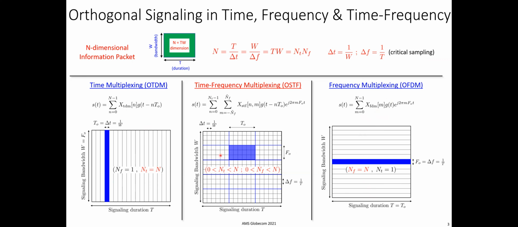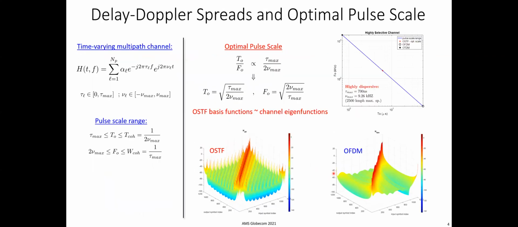But the more general case is time frequency signaling, where you use an underlying basis function or waveform of duration T naught and approximate bandwidth F naught, and the product is equal to 1, and you translate them over time through Nt shifts and over frequency with Nf shifts. So you're now modulating onto time and frequency shifted versions of these basis functions. That's short-time Fourier signaling, and these two are the extremes of that.